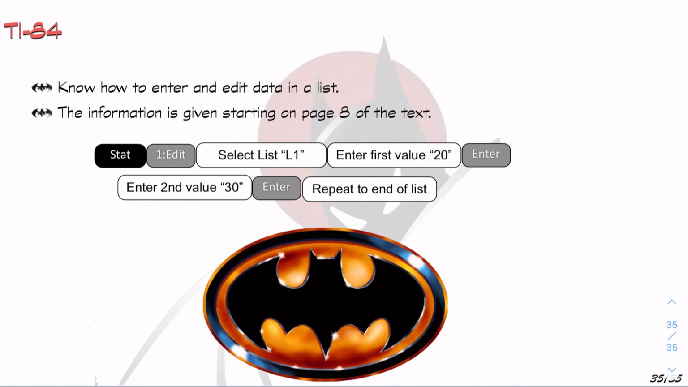Now it's time to actually put this into practice. We've got our homework questions, and we've got our quiz that are up that I want you to work on for this week.